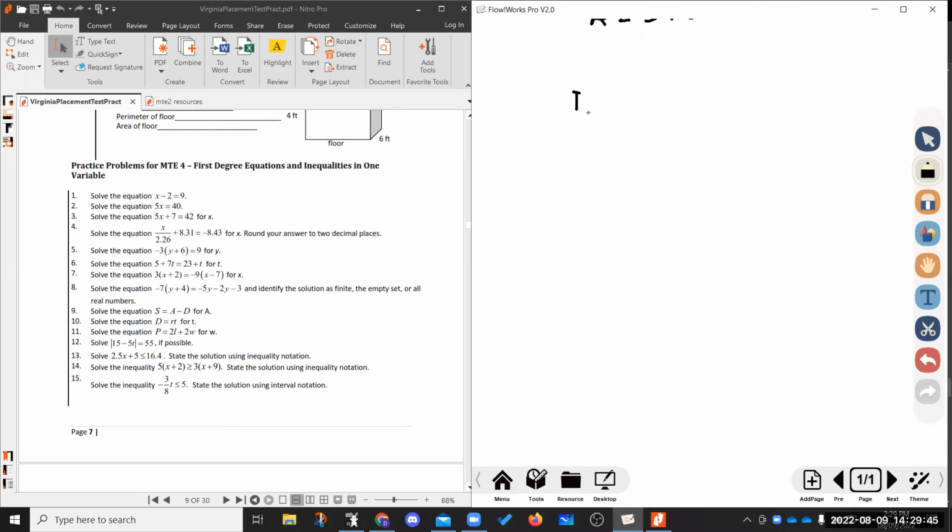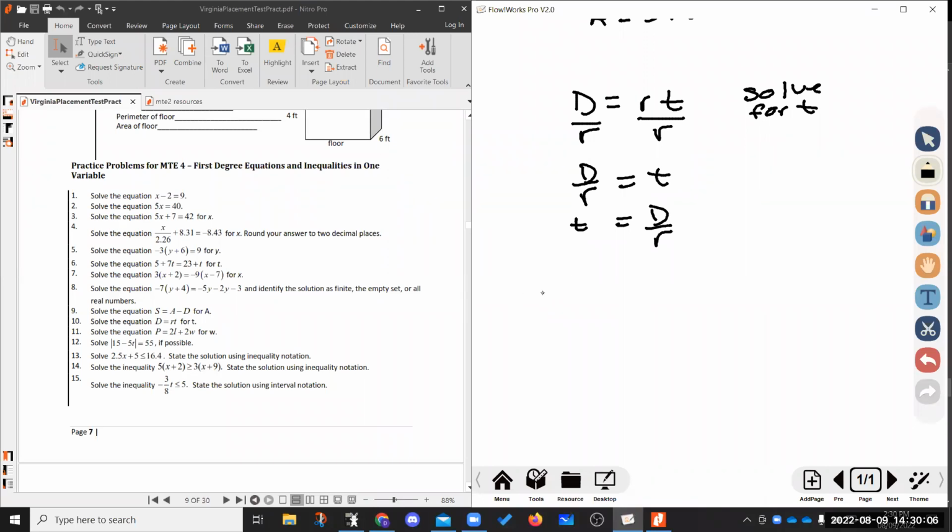We have the distance, rate, time formula here. D is equal to RT, but they want us to solve for T. So we're going to get rid of the multiplication by R. Let's say that D divided by R is equal to T, or we can say T is equal to D divided by R.